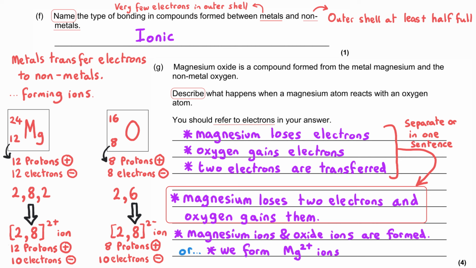So we could say we've got a magnesium 2+ ion and we've got an oxide 2- ion. Note the change in the name, it becomes an oxide ion. And within this, we've got the ionic bond, the attraction between the positive magnesium and the negative oxide ion. And that is the nature of this ionic bond, that electrostatic attraction.